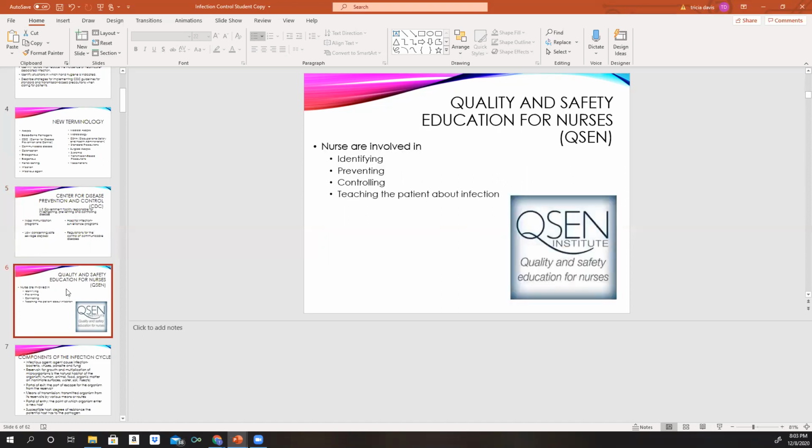Then we have the Quality and Safety Education for Nurses, which is QSEN, and we did talk about this in our previous video earlier. So nurses are involved in implementing the goals that QSEN sets. So when it comes to infection control, we are involved in identifying, preventing, controlling, and teaching the patient about infection.